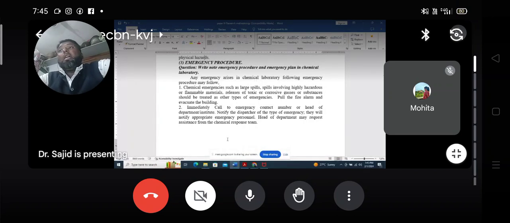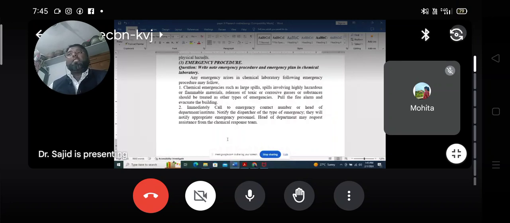Okay. Whenever we are working in the lab, there is a plan for safety and emergency handling. If any emergency arises in the lab, at that time we have to follow the following procedure.